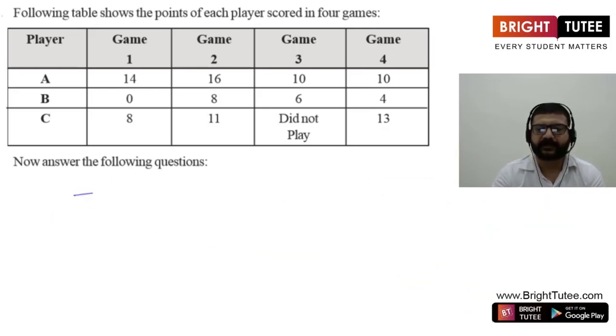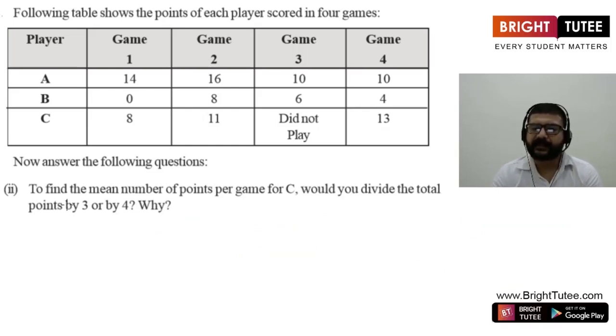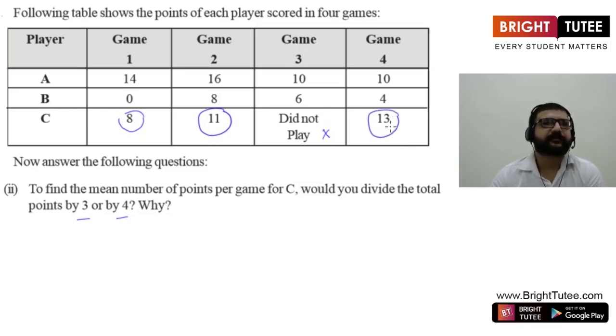Now let's move to the second part of the question, and it is to find the mean number of points per game of C. Would you divide the total points by 3 or by 4? And we have to tell why we are doing it. Now let's see for C. Now C is playing only 3 games. As we can see here, in the first game he scored 8 points, and then in the second game he scored 11 points, and then the third game he has not played, and in the fourth game he has scored 13 marks.